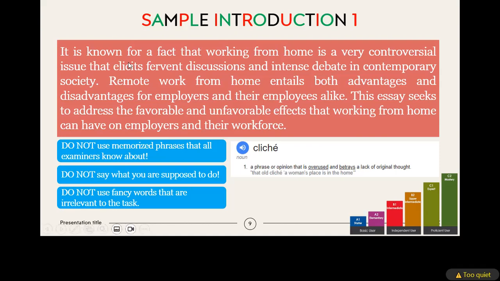But if you bring me, for example, fervent discussions and intense debate, what is the difference between them? This is called superfluity or redundancy, which is unnecessary padding that serves no purpose. Okay, there is no need for this. Do not use these phrases in your essay. Why? Because they do you more harm than help. They destroy you more than they help you.